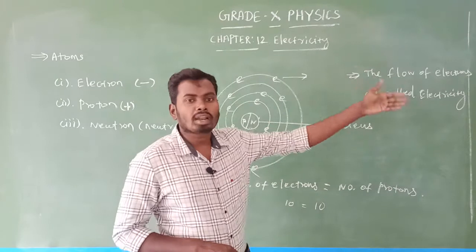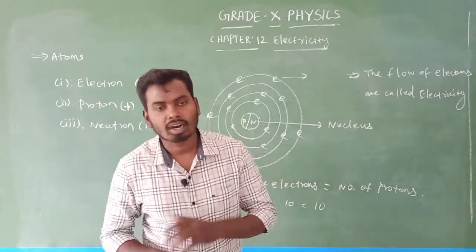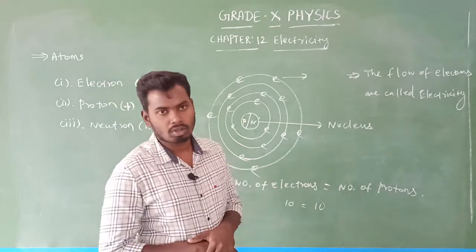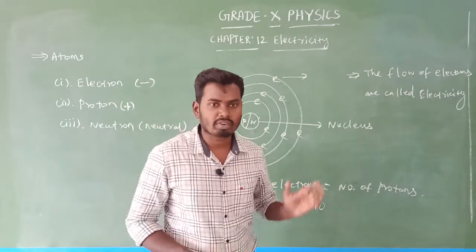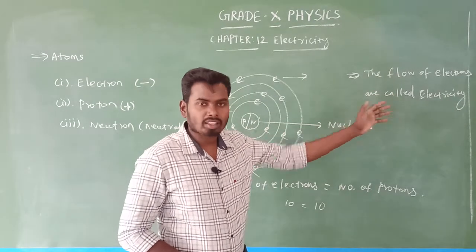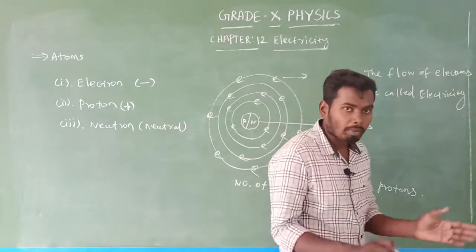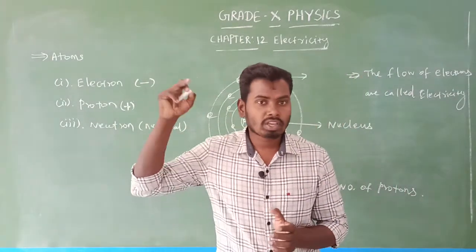The flow of electrons is called, what is that? That is current. That is electricity. For this situation, that is a definition of electricity. The flow of electrons is called electricity, or otherwise we can say current. This is not a proper definition as given in your NCERT book.